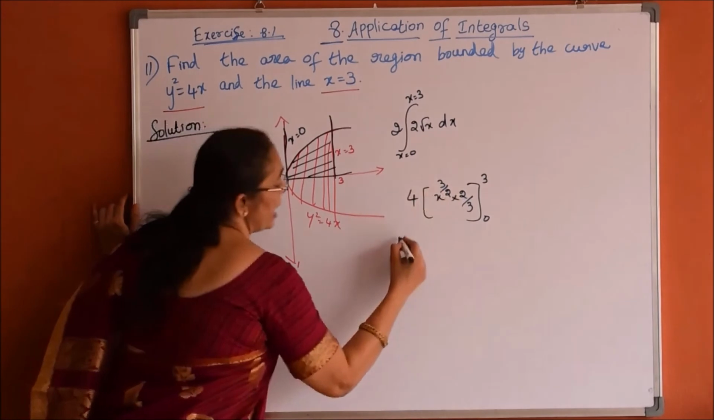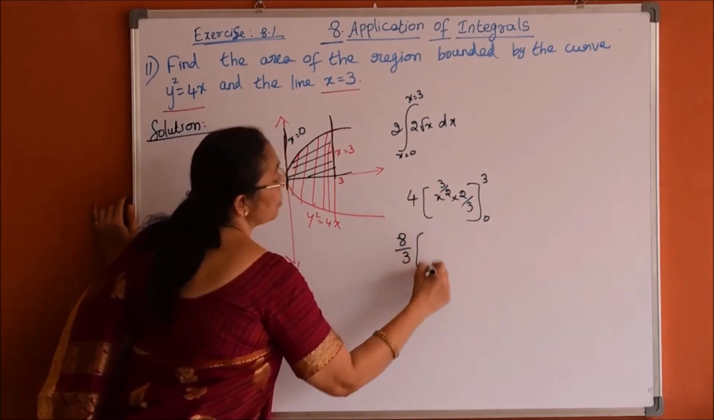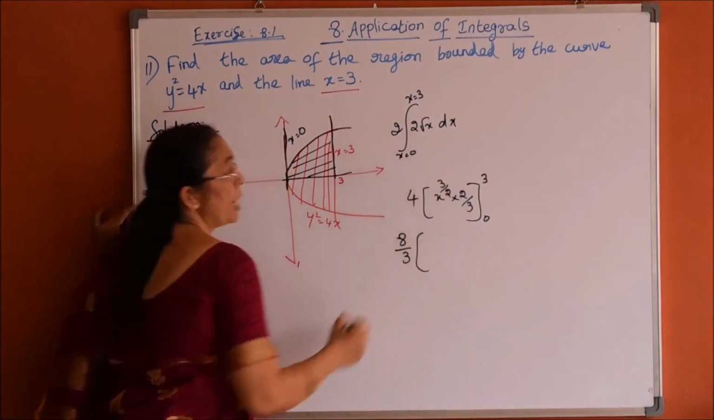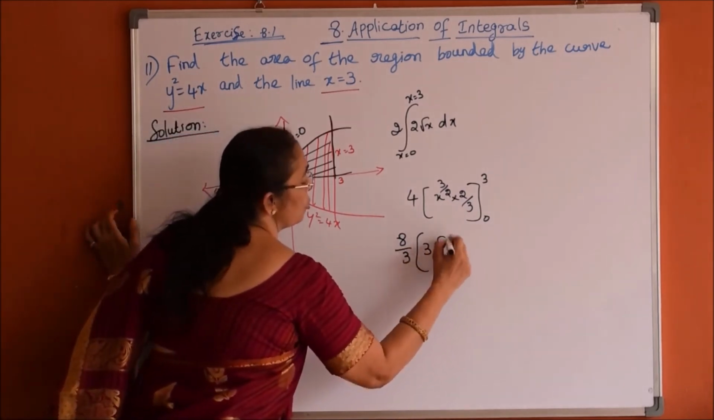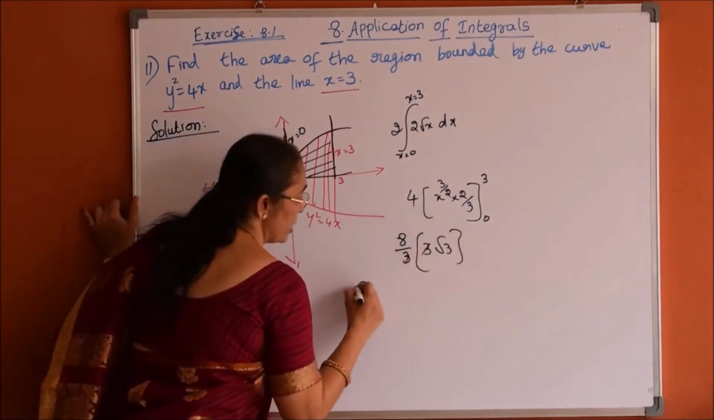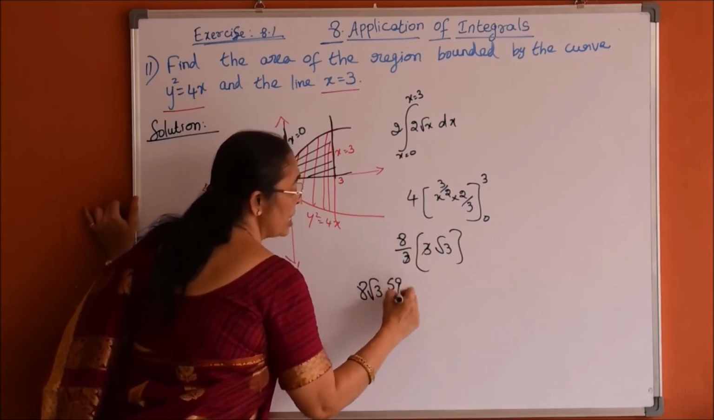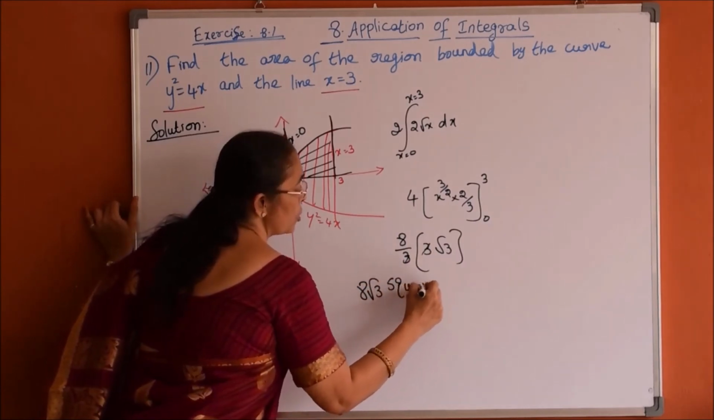So 8 by 3 into x power 3 by 2, 3 power 3 by 2. 3 power 3 by 2 is nothing but 3 root 3. Now 3 gets cancelled. So the required area is 8 root 3 square units.